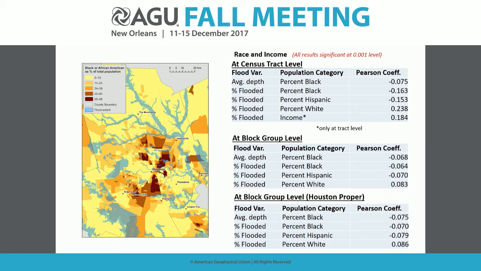What we found in Houston, if you look at census tract level, block group level, or only for Houston proper, which is at the bottom, is that in each case there are lower percentages of blacks and Hispanics, and higher percentages of white and higher income groups, in those areas that were flooded.